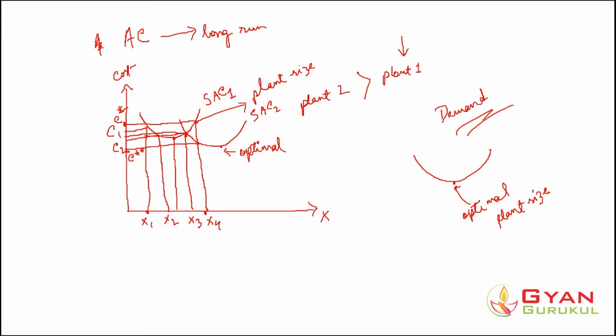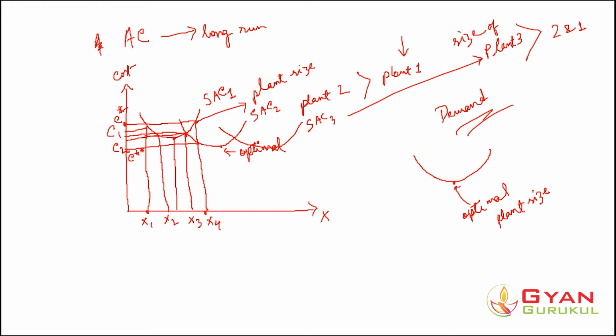Beyond this point, if you further use the plant, then average cost is going to increase because of various problems like operational inefficiency, or overuse of the capital assets, which increases the average cost of production. Now see, in this case also, let's say there is another plant denoted by SAC3, which is plant 3. This plant 3 is greater in size than both plant 2 and plant 1, right?